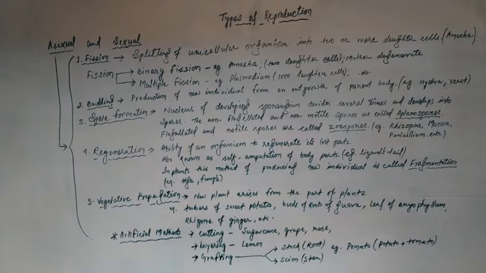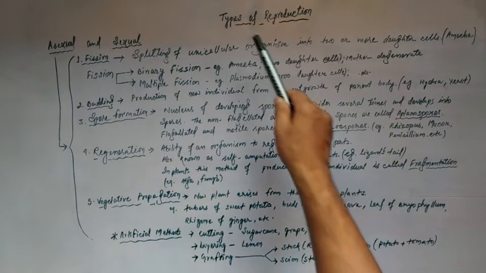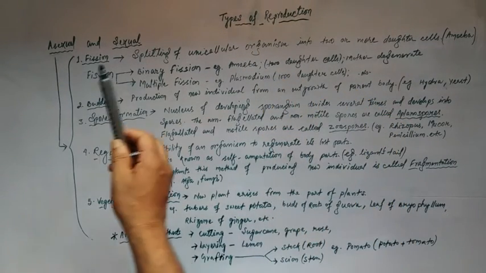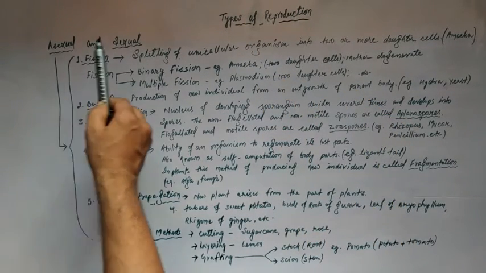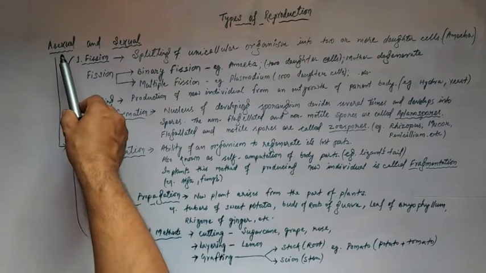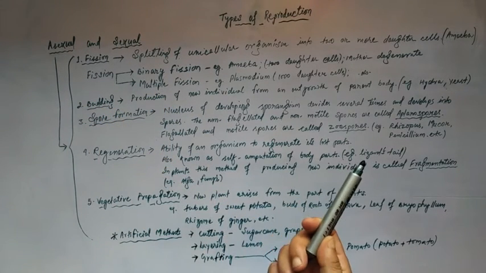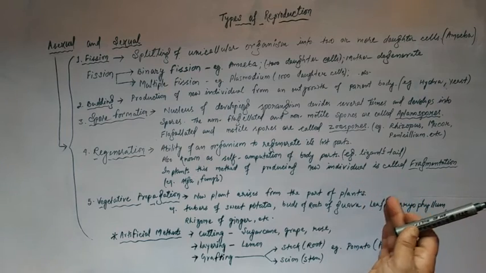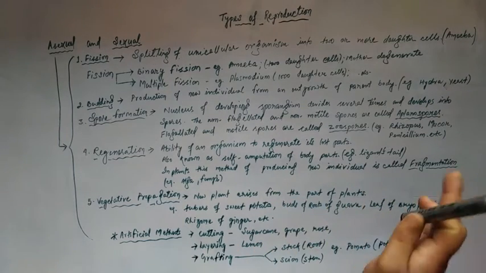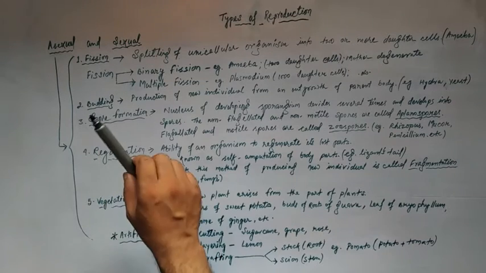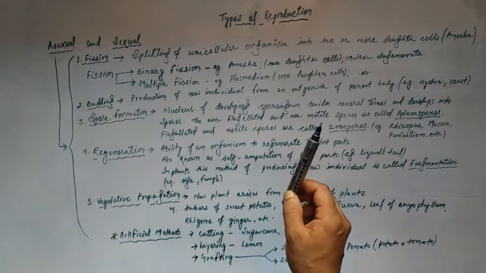Dear students, today we will be learning about types of reproduction. Basically, there are two types of reproduction: asexual reproduction and sexual reproduction. In asexual reproduction, only one parent is enough to produce the new individual. There is no male in asexual reproduction, whereas in sexual reproduction, both male and female parents are required.